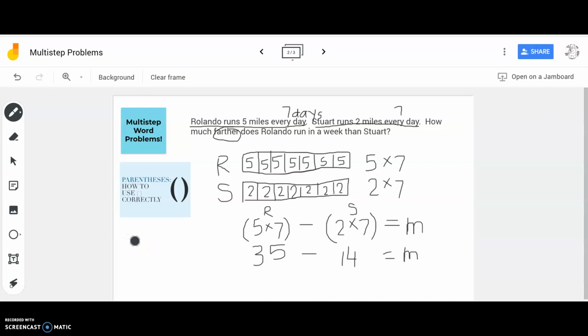I'm not quite sure I had 35 minus 14 in my head, so I'm going to do a quick equation in the corner. 5 minus 4 is 1. 3 minus 1 is 2. So my answer, my solution is 21, and my label is miles.